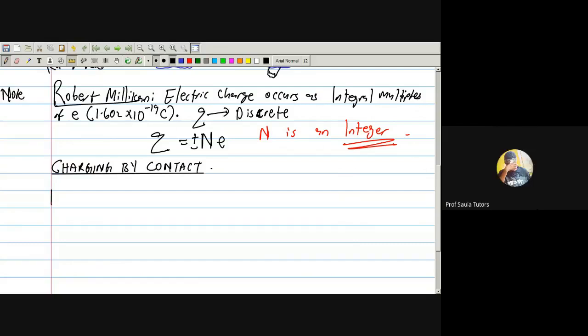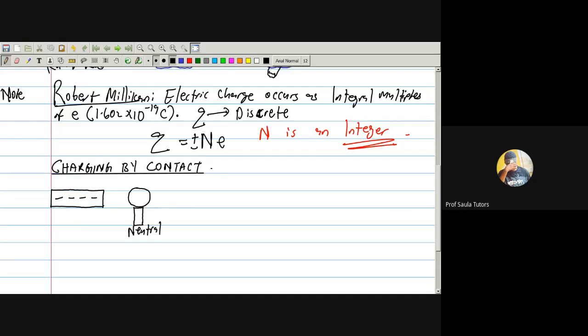Let me say I have a rod like this, and this metal rod has a net negative charge. Are we together? Good. And I have a neutral metal sphere standing on an insulating stand like this. So this sphere you are seeing here is neutral, and this was the negatively charged metal rod.